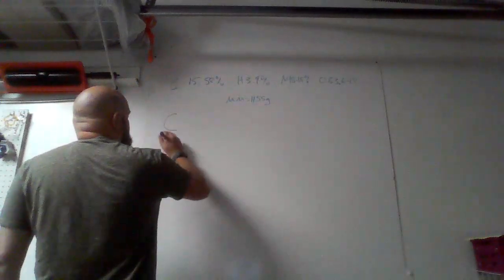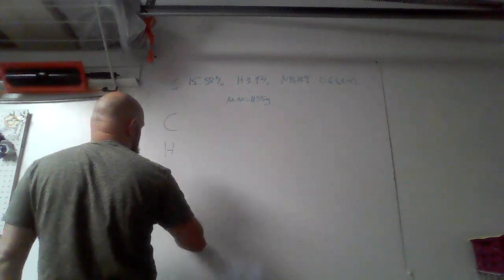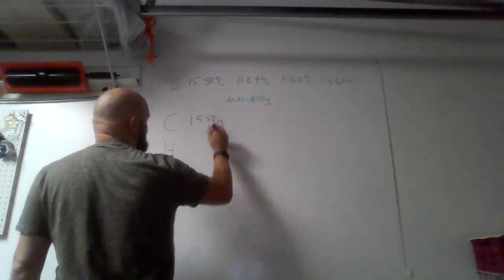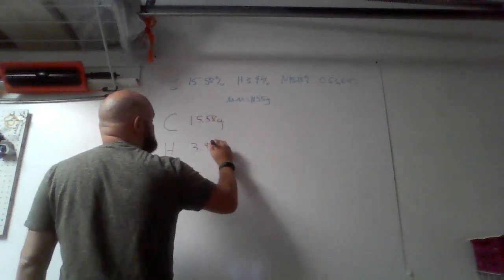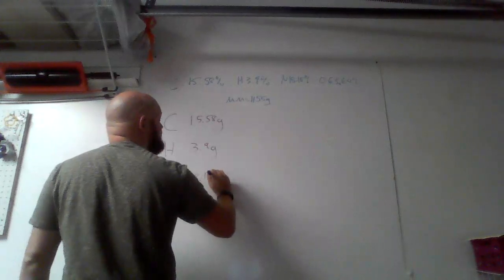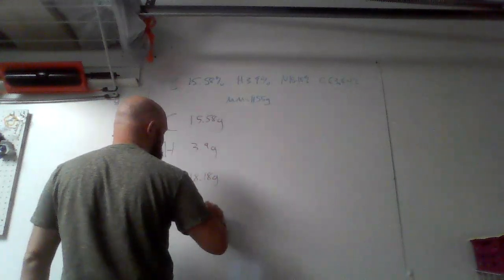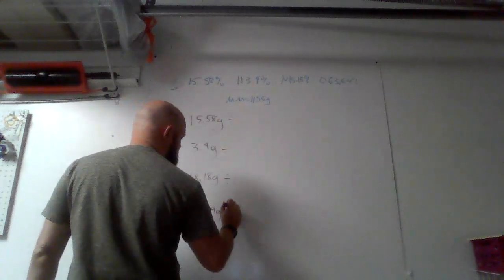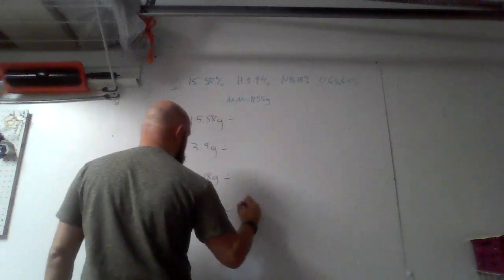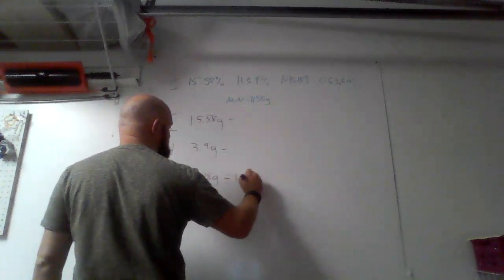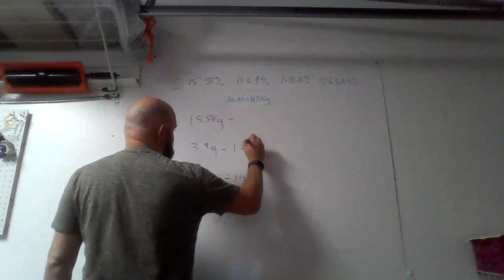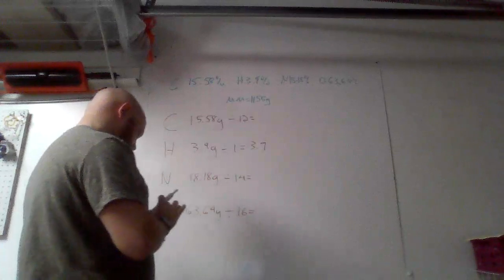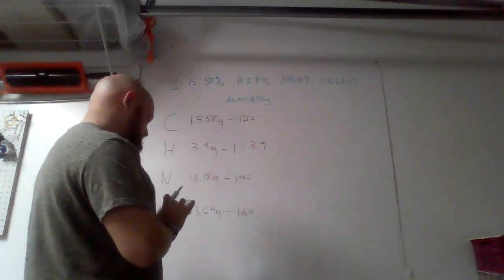So I have carbon, hydrogen, nitrogen, and oxygen. I have 15.58 grams, because I changed percent to grams, 3.9 grams, 18.18 grams, 63.64 grams. I'm going to divide by my molar masses. Oxygen is 16, nitrogen is 14, hydrogen is 1, so I can just finish that one right now, and carbon is 12.